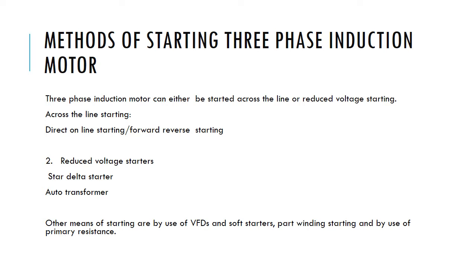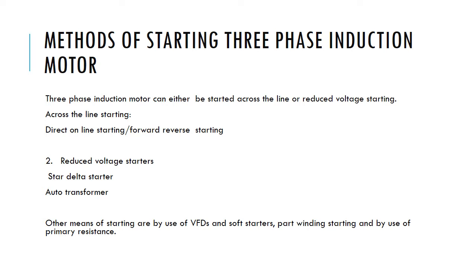Across the line starting is what we call direct online or forward reverse. Forward reverse is just a special kind of direct online. The only difference is that in forward reverse, we have two contactors, the forward contactor and the reverse contactor. Hence, the motor can either go in forward direction or reverse direction.